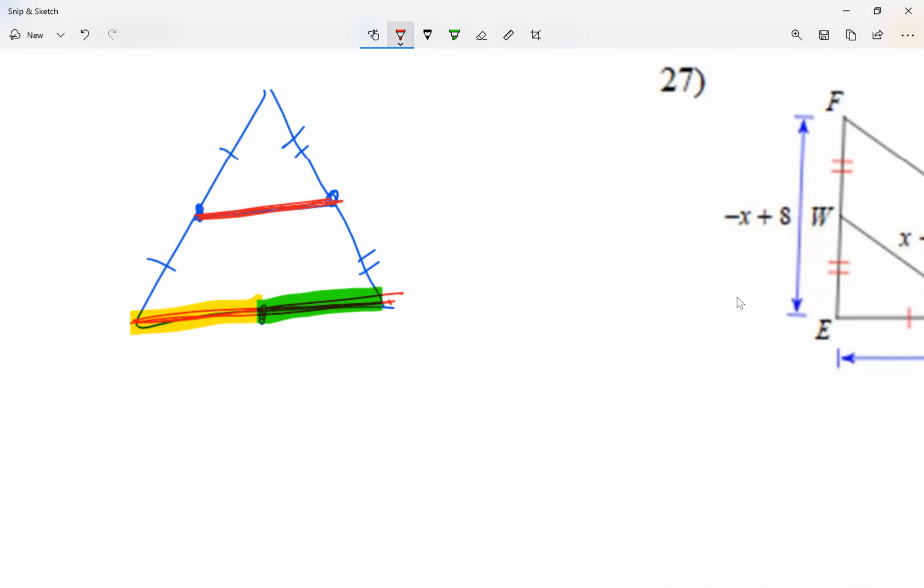For example, let's say I tell you the mid-segment is 5. I'm going to say the entire side has to be 10. The reason is because there are two mid-segments in the big side. So not only are they parallel, but the relationship between them is that the mid-segment is half of the big segment, or the big segment is twice the mid-segment. Hope that made sense. The little one is half of the big one, and the big one is twice as big as the little one.